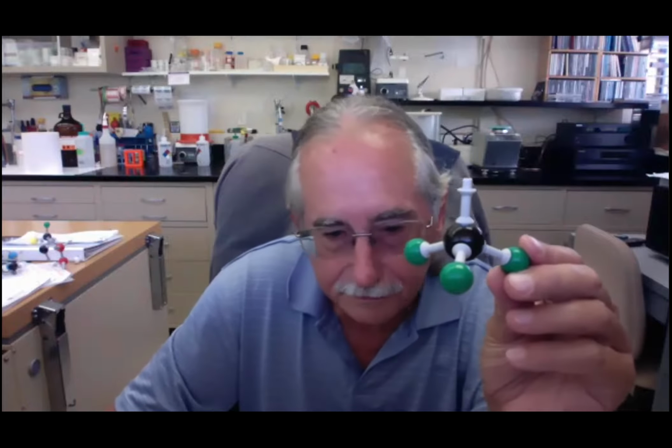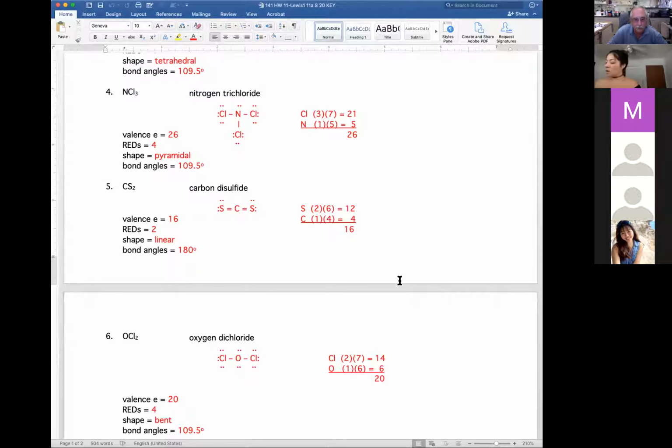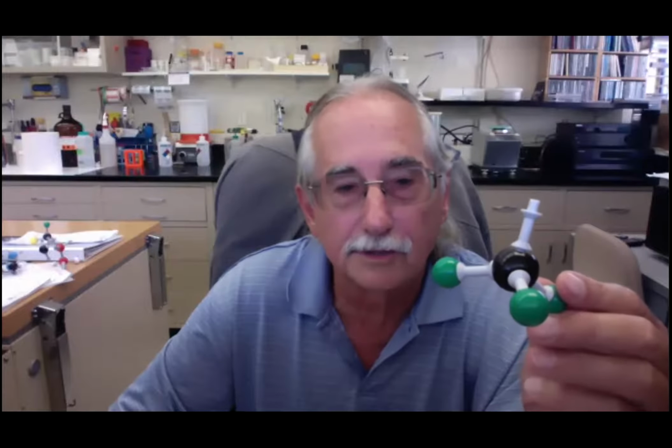If I go back to this right here, I'm not asking in this particular homework about polar bonds, but this is a non-polar covalent bond. Electronegativity for chlorine is 3.16, for nitrogen is 3.04. So that's the situation with this molecule. It's not symmetrical, but it's also not polar because it doesn't have any polar bonds in it.